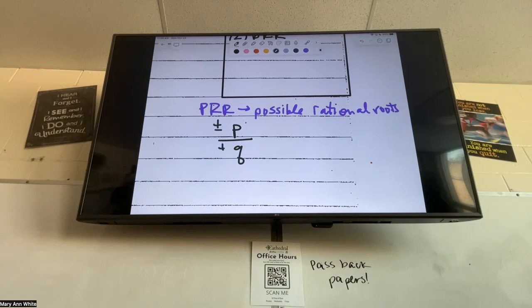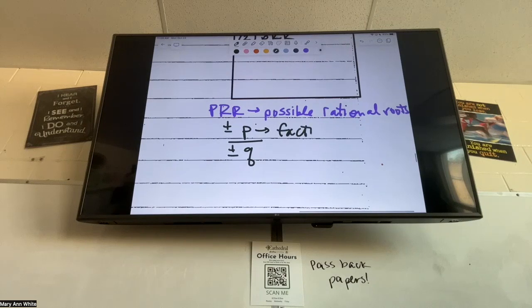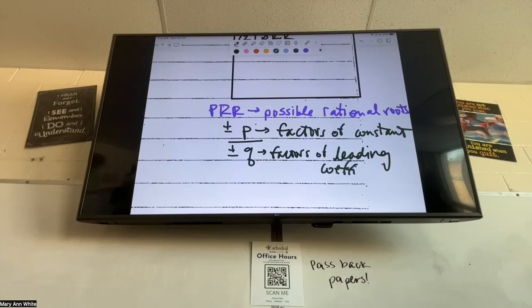Plus or minus P over plus or minus Q. The P stands for all of the factors of my constant. And then Q stands for the factors of my leading coefficient. Okay. So I've got P over Q.